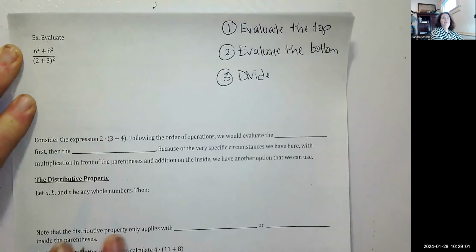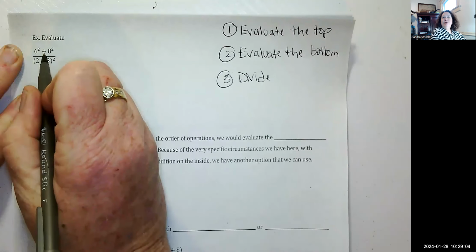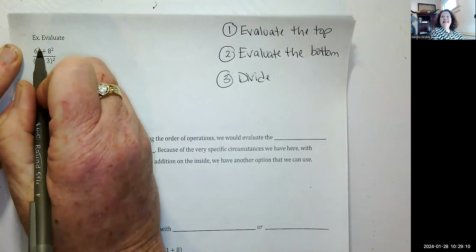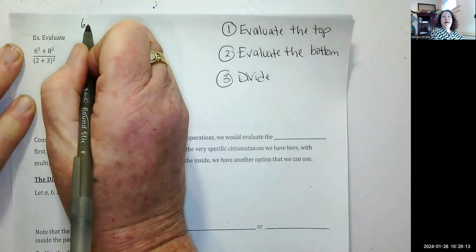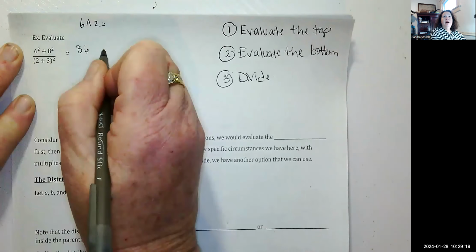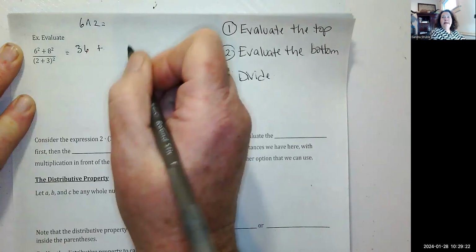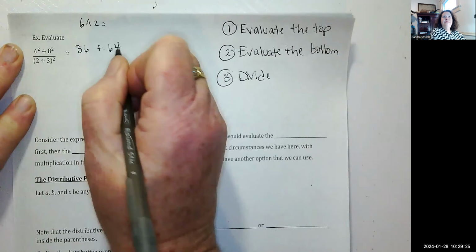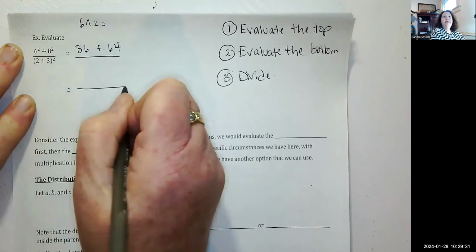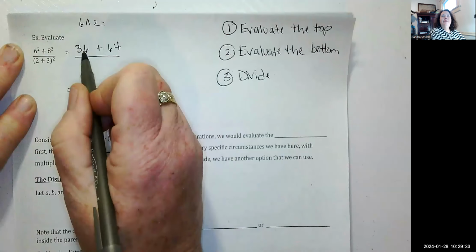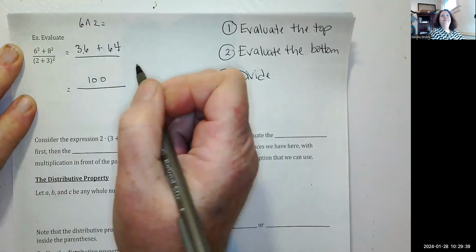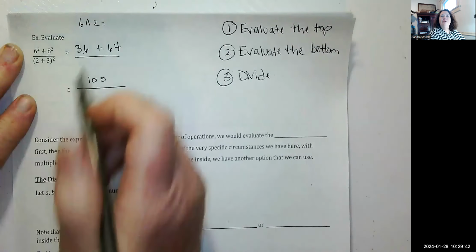All right, so evaluate the top. The top, I've got exponents and I've got addition, and then exponents. So exponents come before addition. So 6 squared is 6 times 6, or you can use 6 caret 2, and you'll get 36, plus 8 squared, which is 8 times 8, is 64. Just bring this down here. I'm going to keep working on the top for now. 36 plus 64 is 100. All right. So my numerator is done. The top part's done. Now I'm going to go evaluate the bottom.